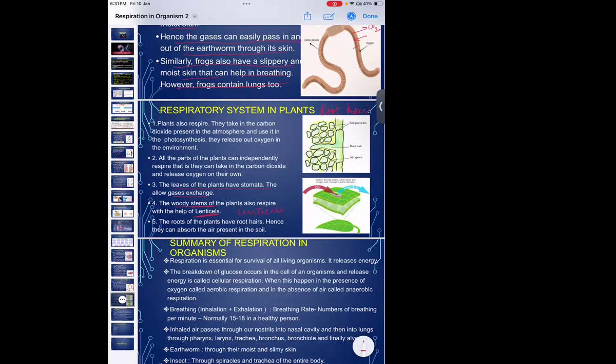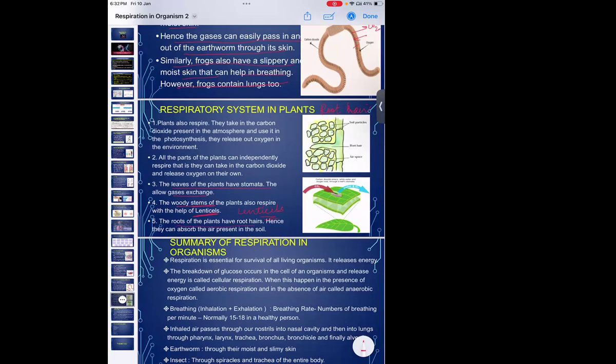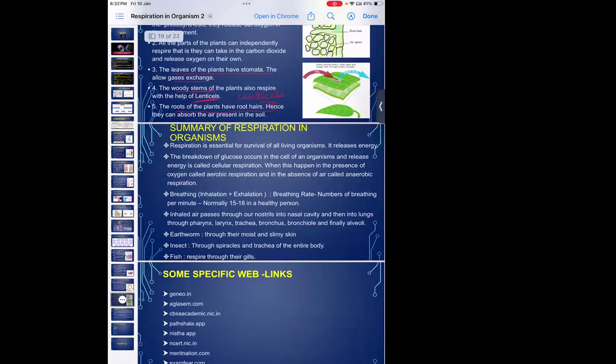So in the leaf, the exchange of gases will be done with the help of the stomata, whereas in the woody stem, the exchange of gases will be done with the help of the lenticels. And in the roots, it happens because of the root hairs. So these are the different parts in the plants which help them to respire.